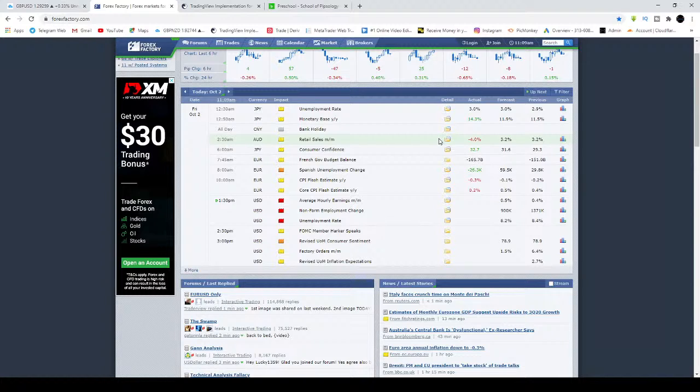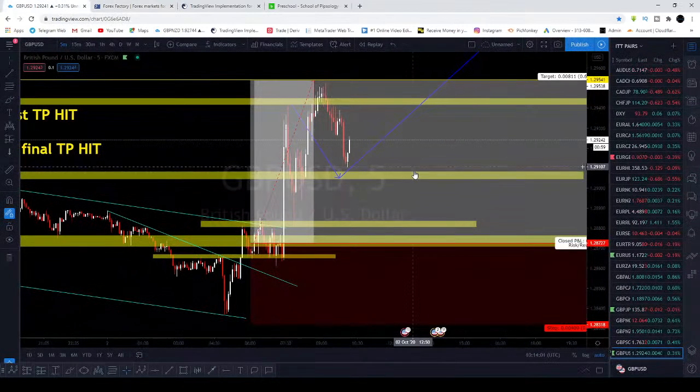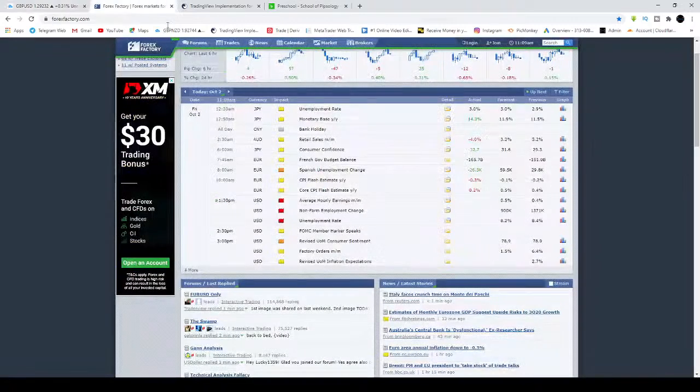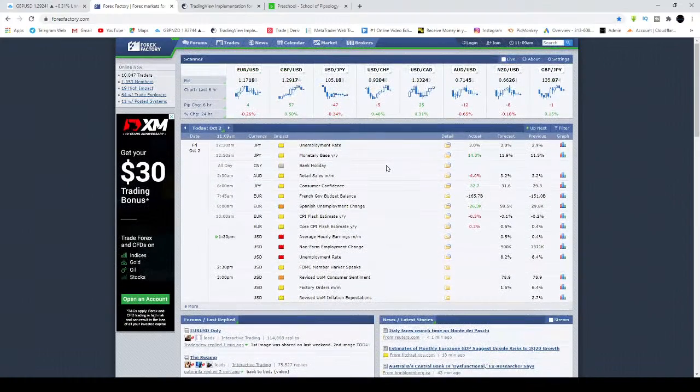So fundamentals, they analyze one's country economic situation. So is the economy good? Is the economy bad? And things like that. So they analyze the current situation in the country. That's all about it. There's nothing much about fundamentals.